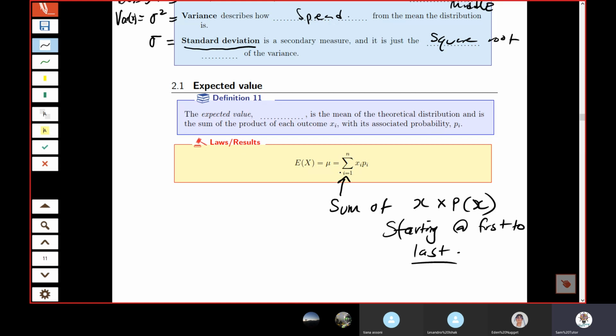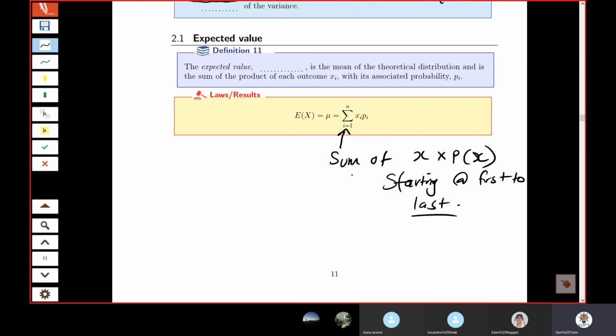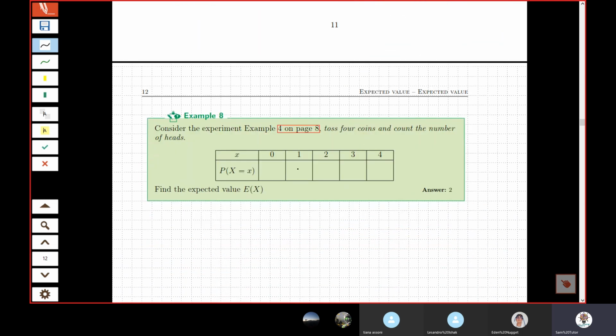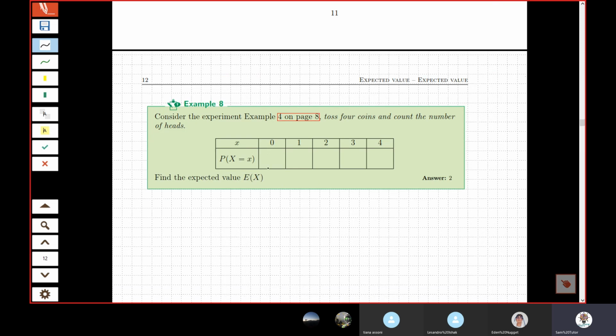You'll understand. So you understand, it's simply like any normal mathematician would say, it's just the sum of the two things multiplied together. So here we go. The x multiplied by the probability of that event occurring.